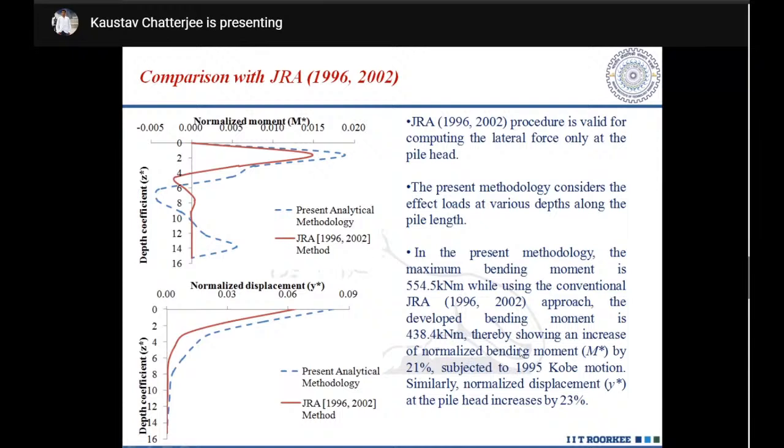So that's why we can see that in the present study, the normalized bending moment is increased by around 21%, and the pile head displacement is increased by 23% for given loading conditions. So we can say our results give more accurate and practically feasible solutions.